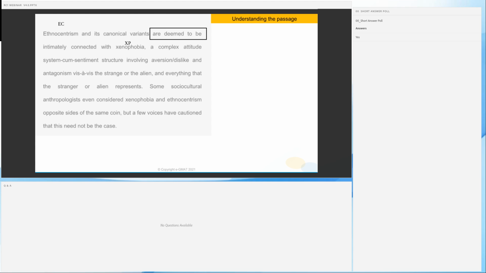The first line says EC and its canonical variants. Some people consider EC and its variants to be closely connected with XP. What is XP? A complex attitude cum sentiment structure involving dislike and antagonism vis-a-vis the strange or the alien and everything that the strange or alien represents. So EC is closely related to XP, where XP is dislike, hatred towards the alien.